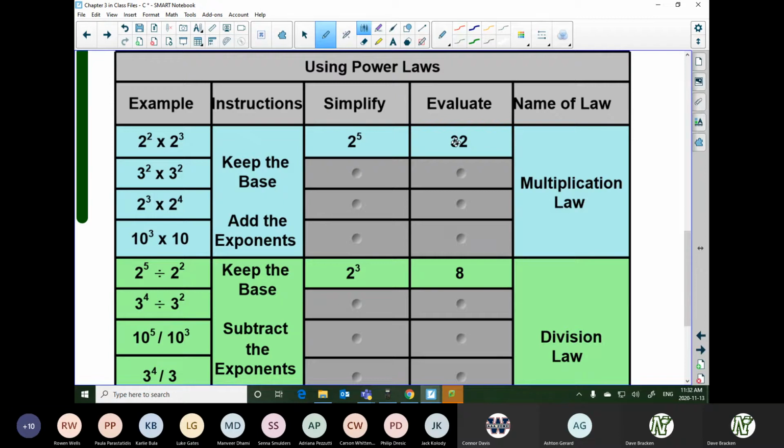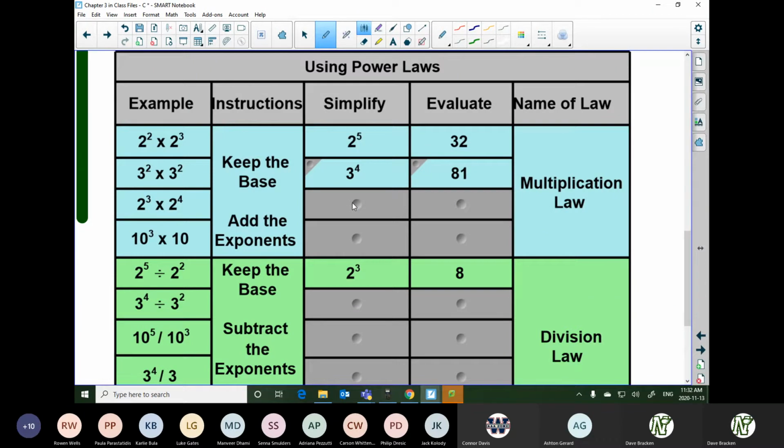Everybody good there? So what would the next one be? 3 to the power of 2 times 3 to the power of 2. What should I put right here? 3 to the power of 4? Exactly. We add the powers together and we keep the base. And in our calculators, 3 to the power of 4 ends up being 3 times 3 times 3 times 3. I believe it's 81. What should my next one be?